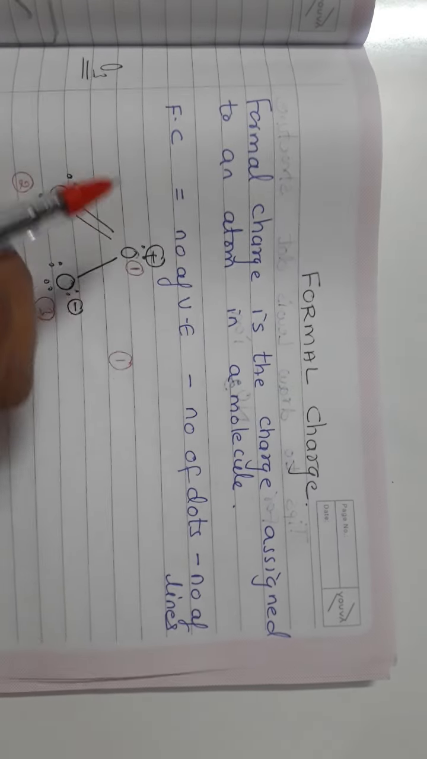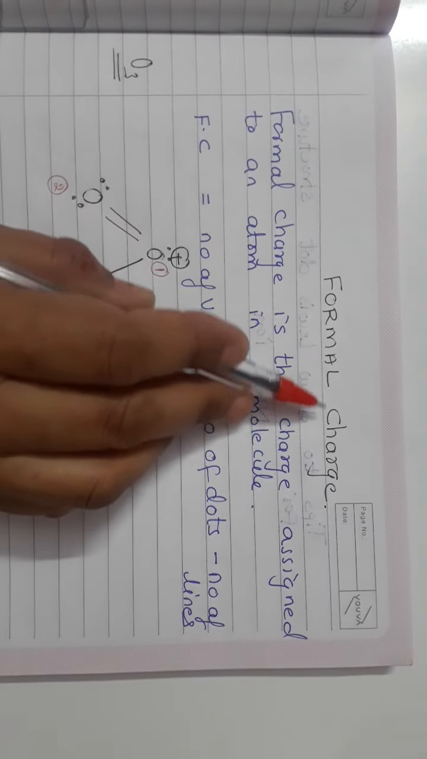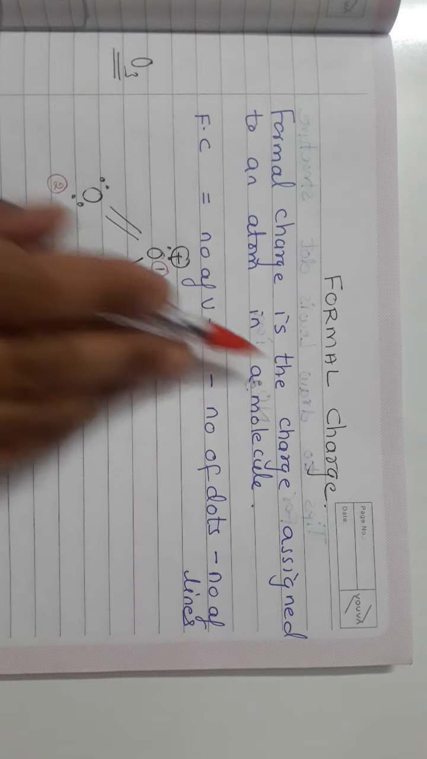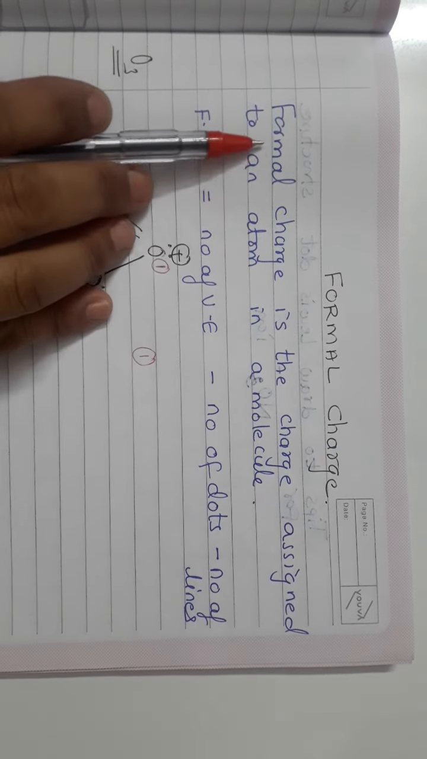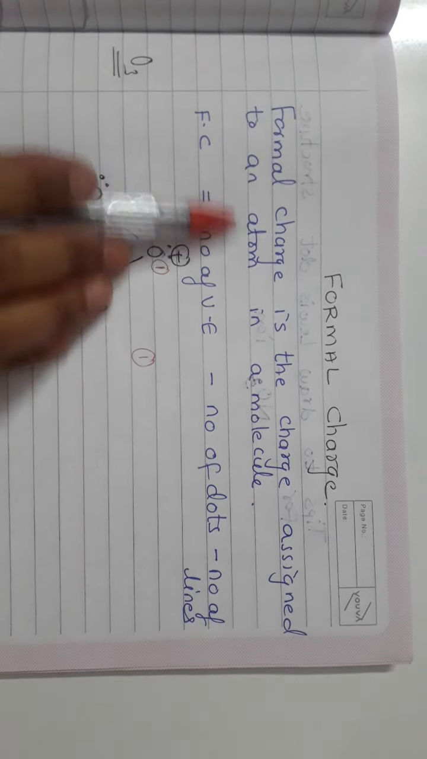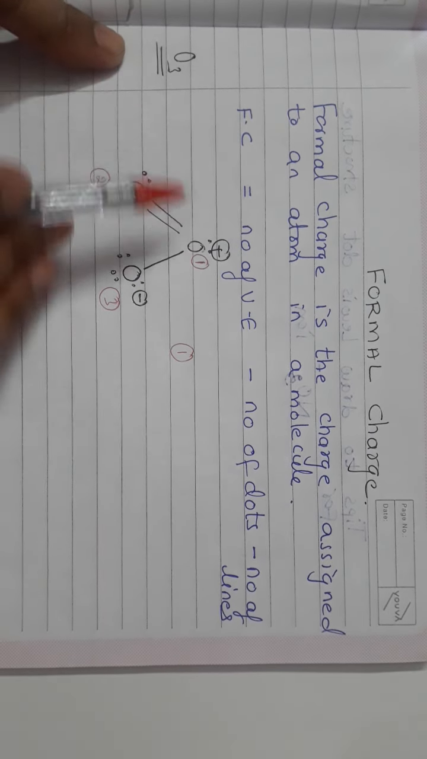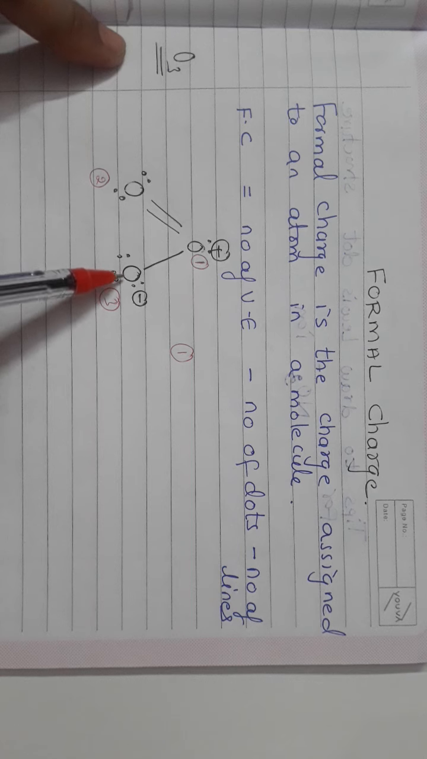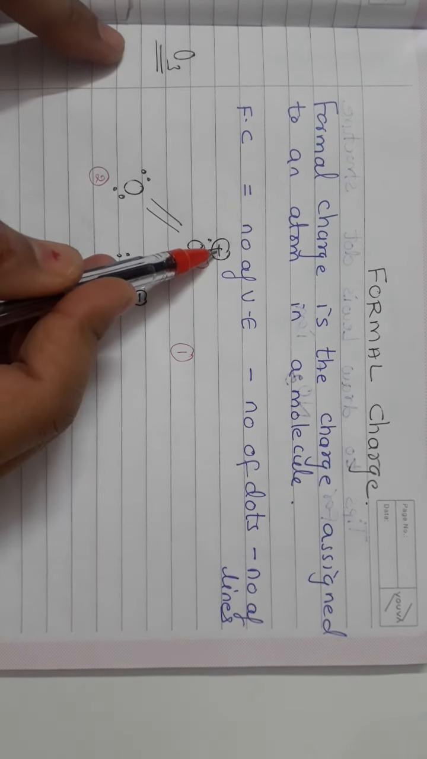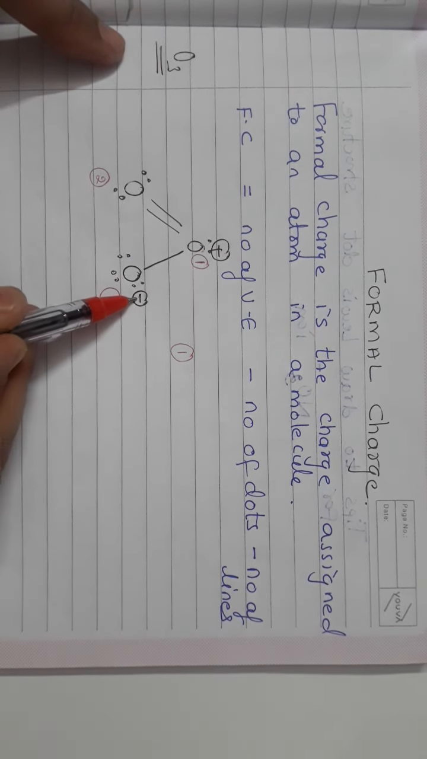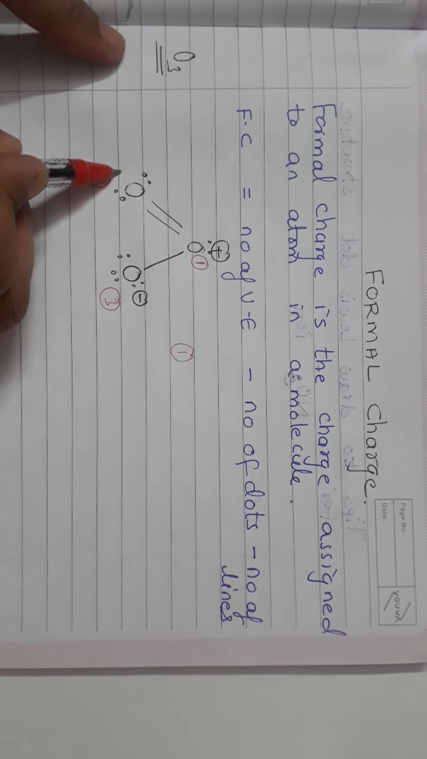Hello students, we are going to study what is the meaning of formal charge and how do we calculate the formal charge. It is a charge assigned to an atom in a molecule. If the molecule is ozone, you can see I have written oxygen, oxygen, oxygen atom, and there are some charges written. Plus charge is there, minus charge is there, zero charge is there.